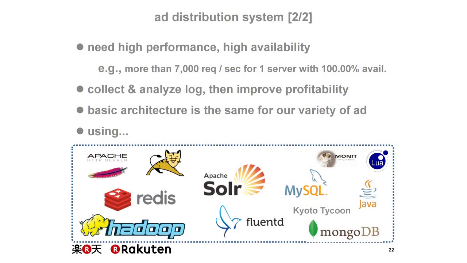As I mentioned before, we are offering various types of advertisement, but the basic architecture is basically the same, using this software. I guess you are all familiar with these technologies, but we are using many databases such as Solr, Redis, Kyoto Tycoon, MongoDB, and MySQL. And we use Fluentd as a log collector and log processor instead of Flume.